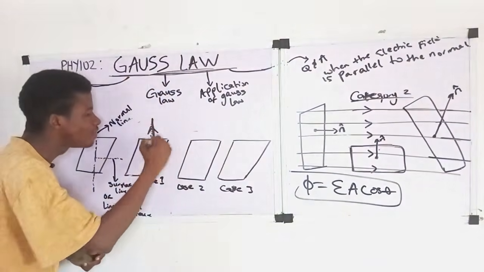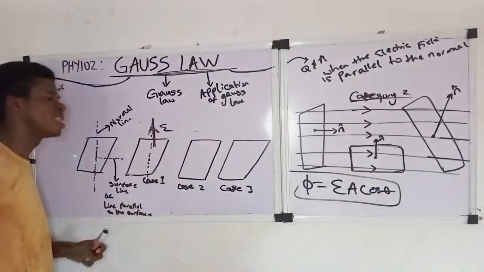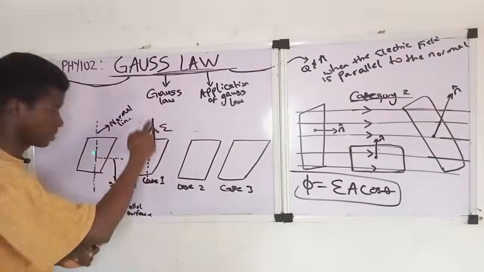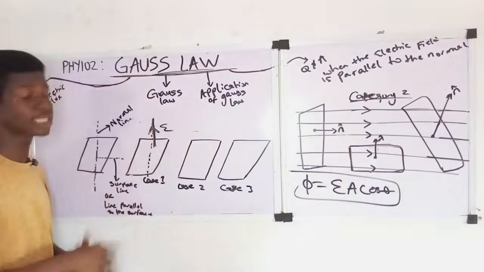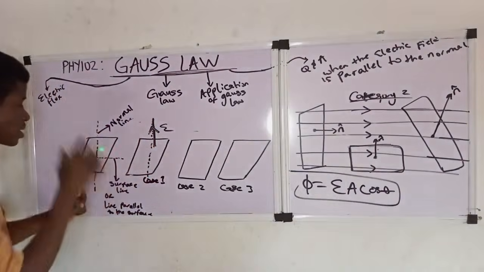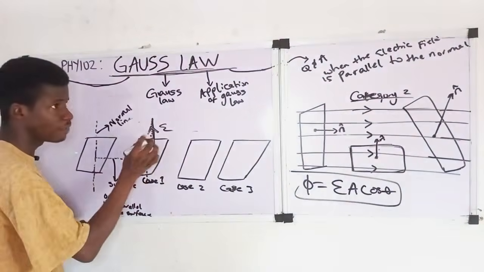So when the electric field, this is the electric field, is parallel to the normal, this is the normal line, right? It's parallel, right? When the electric field is parallel to the normal, what happens? What about the surface? Let me continue.